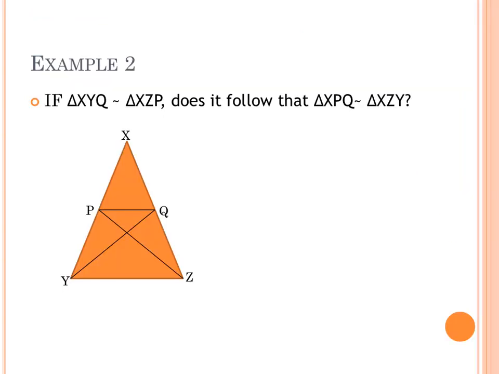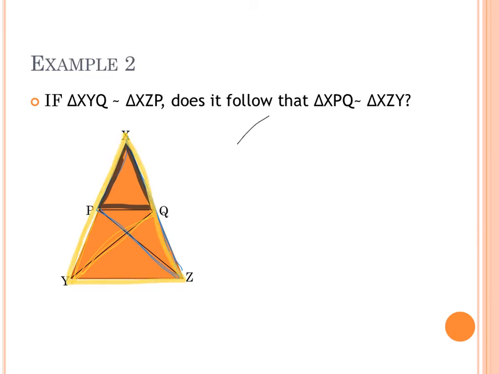Okay, example 2 says if triangle XYQ is similar to XZP. So let's identify those. X, Y, Q would be this triangle here, is similar to X, Z, P, which is this triangle here. Does it follow that X, P, Q, so I'm going to highlight this a little bit smaller, X, P, Q is similar to triangle X, Z, Y?